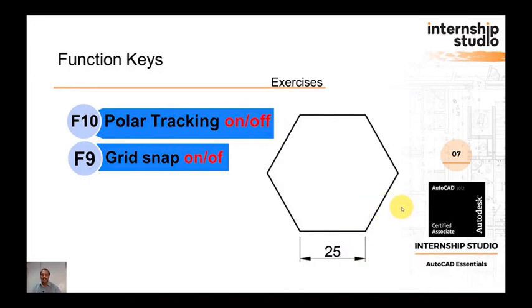Okay, based on the function keys F9 and F10, I have given a small exercise. You try this hexagon using only function keys F9 and F10. Okay, the size is given, angle you know, no need to give size, no need to give any angle. You have to construct the hexagon only using F9 and F10 function keys.